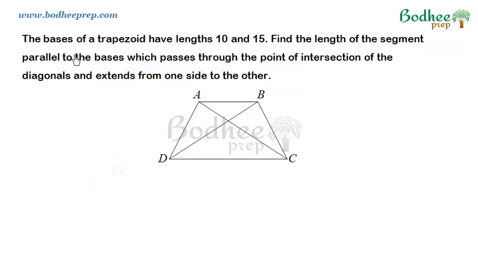Now let's take a very good question. It says that the bases of the trapezoid are of length 10 and 15, and we have to find the length of the line segment parallel to the bases which passes through the point of intersection of the diagonals and extends from one side to the other.